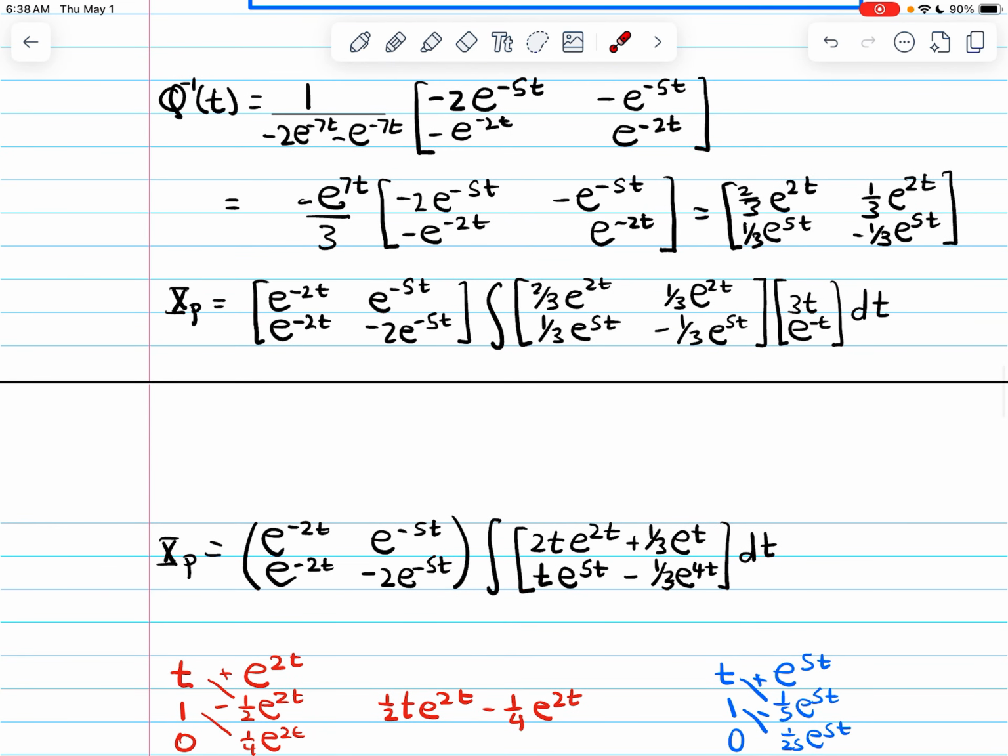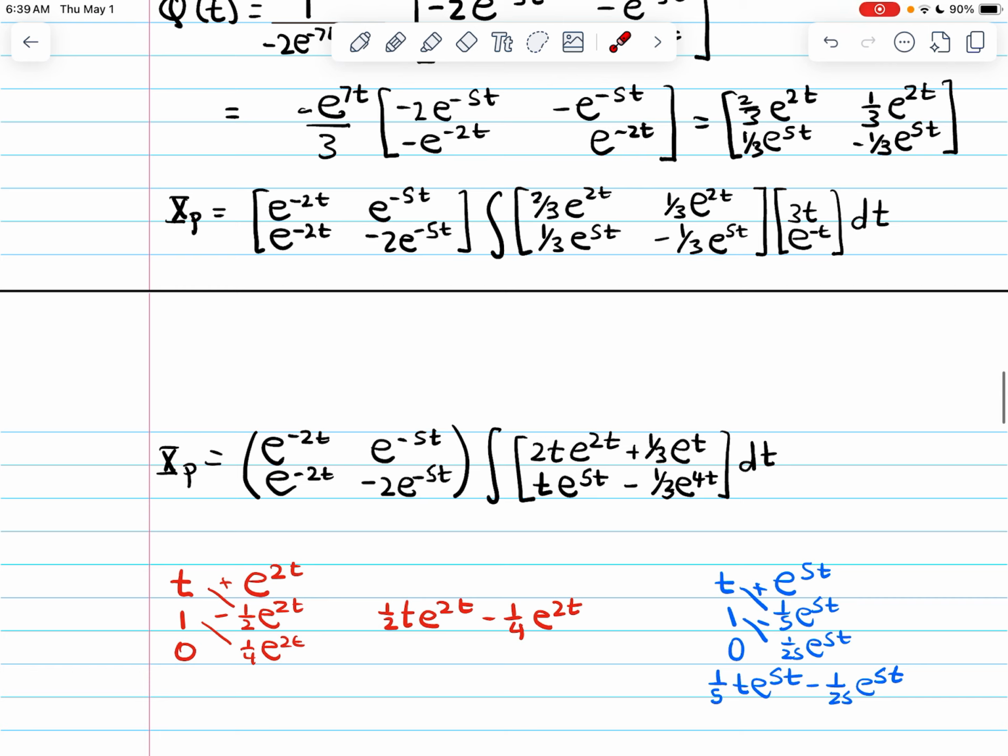Okay. Now, if we go through here and multiply this out, we get this. So you want to practice that. Be sure you know how to do that. This appears a 2 by 2, and this is a 2 by 1. Okay, so you're going to get a 2 by 1 matrix, which is what this is.